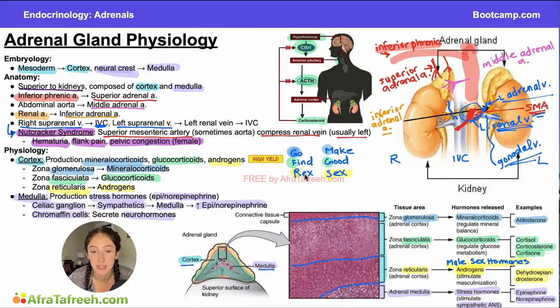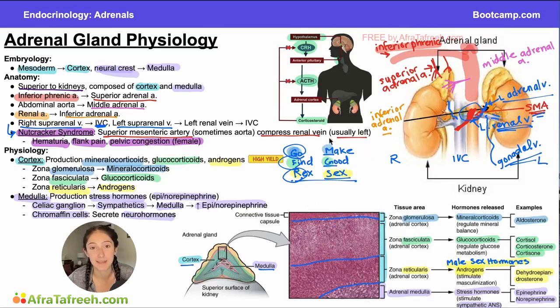Additionally, I want you guys to remember this mnemonic that we talked about: go find Rex, make good sex. So your glomerulosa is going to make your mineralocorticoids, your fasciculata is going to make your glucocorticoids, and then your reticularis is going to make some of those androgens or male sex hormones. And if you can just remember the order of these layers going through the cortex and then the medulla, and which hormones each of these layers secrete, you should be in good shape for step 1.